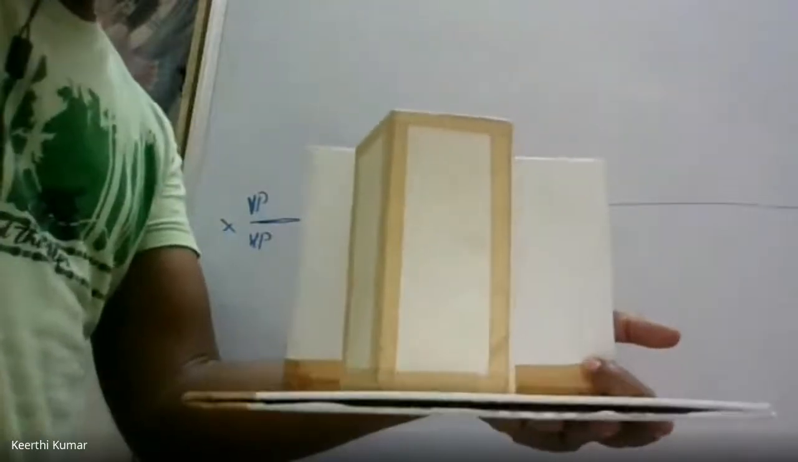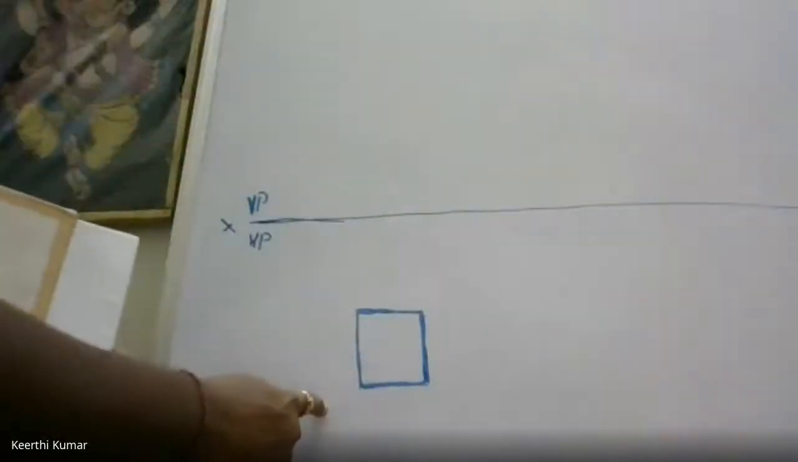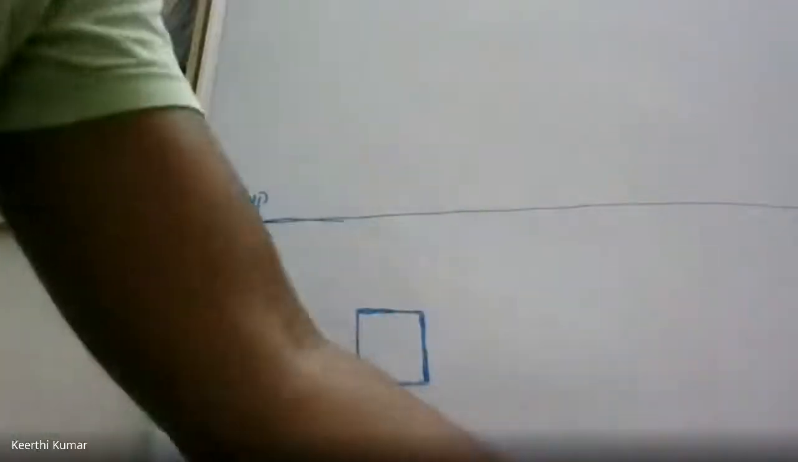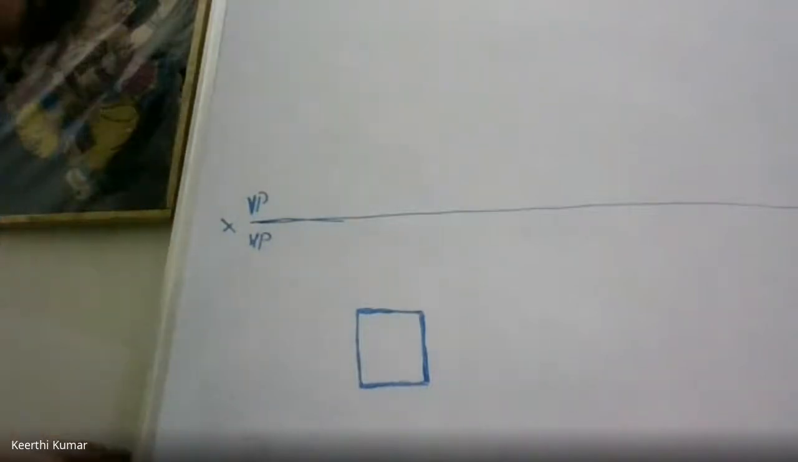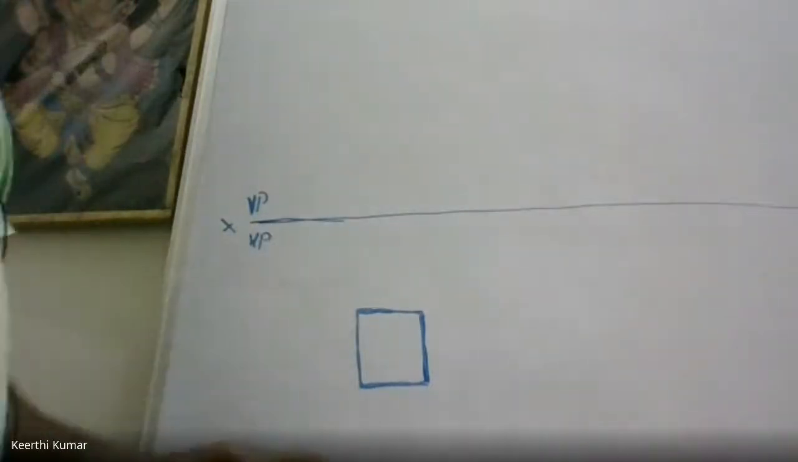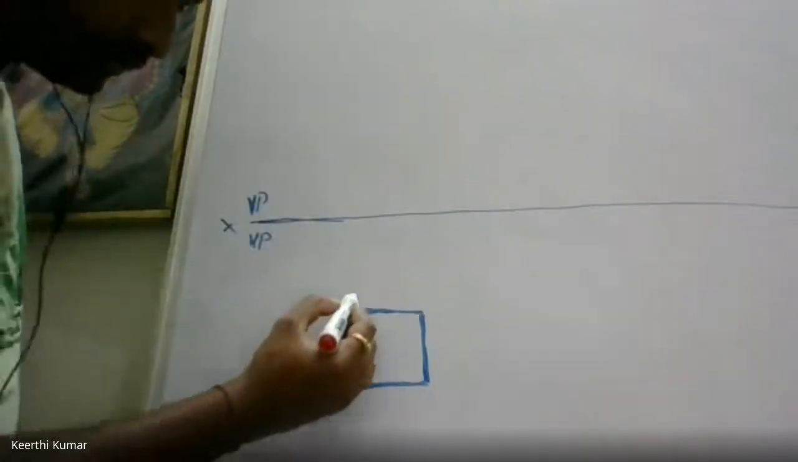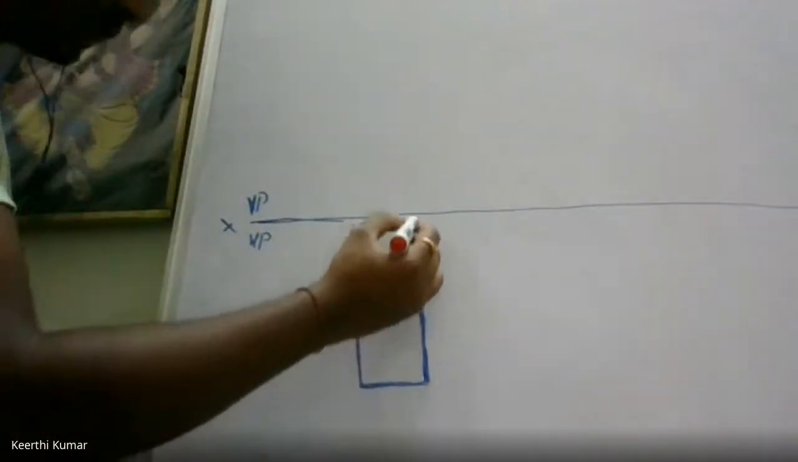If I rest it on HP and see from the top, how will it look? It looks like a square. The same square I drew here. And if I ask you to see from the front, only one rectangle will be seen. So that rectangle I'll draw. How? Here I'll explain. Project this further. Naming I'll explain later.